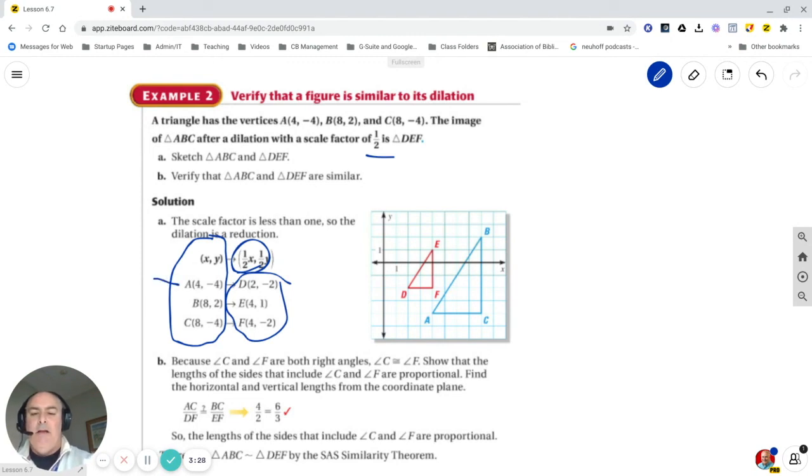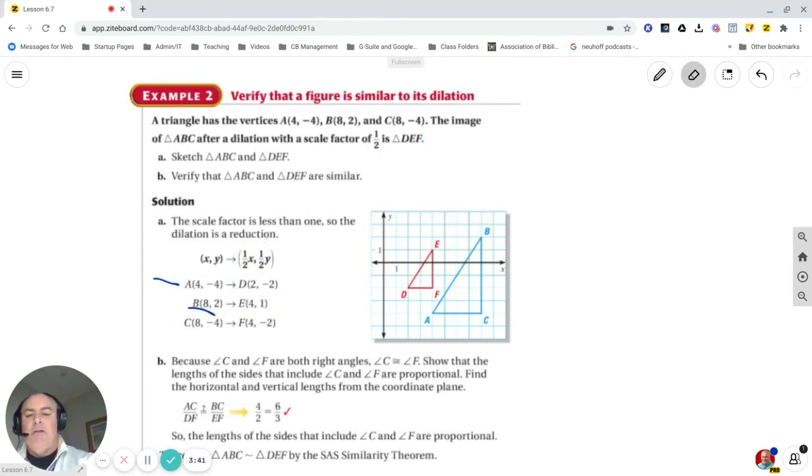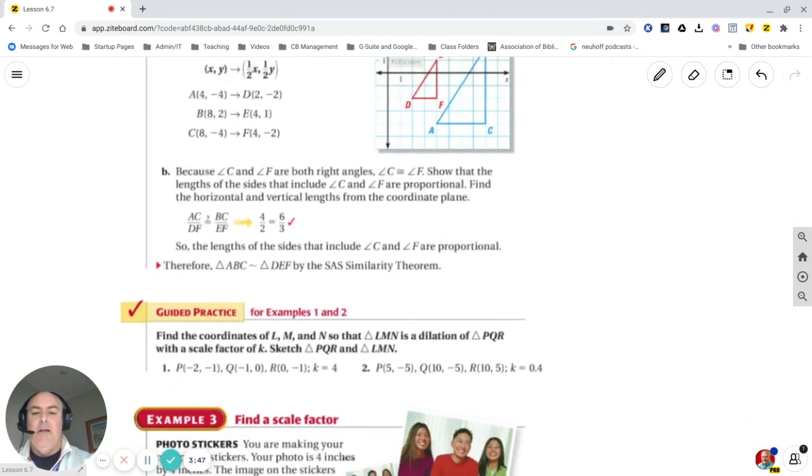So (4, -4), when I multiply by a half, divide by 2, I end up with (2, -2). (8, 2) goes to (4, 1). So I'm using the exact same approach. In this case, my scale factor is 1/2, so my new figure is going to be smaller than the original.